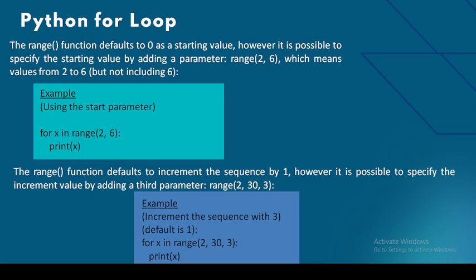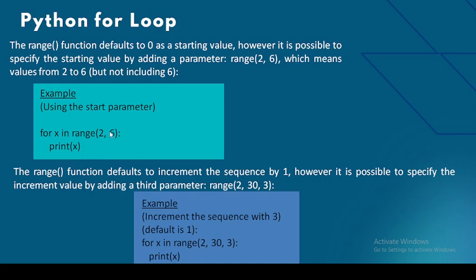So if you put only one parameter in a range function, by default it starts from 0. But if you want to start from any other value, then you have to put the second parameter, the 2 comma 6 here. The first one is the start, the second one is the end value, which means values from 2 to 6, but not including 6. So look at my example. For x in range 2 comma 6, it starts from 2 and it will go till 5. We have two parameters: the first one is the start and the second one is the end.